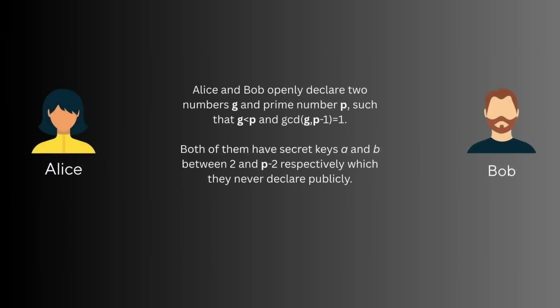Alice and Bob declare two numbers, G and a prime number P, such that G is less than P and the greatest common divisor of G and P minus 1 equals 1. Both of them have secret keys a and b, which they never declare publicly. a and b are between 2 and P minus 2.